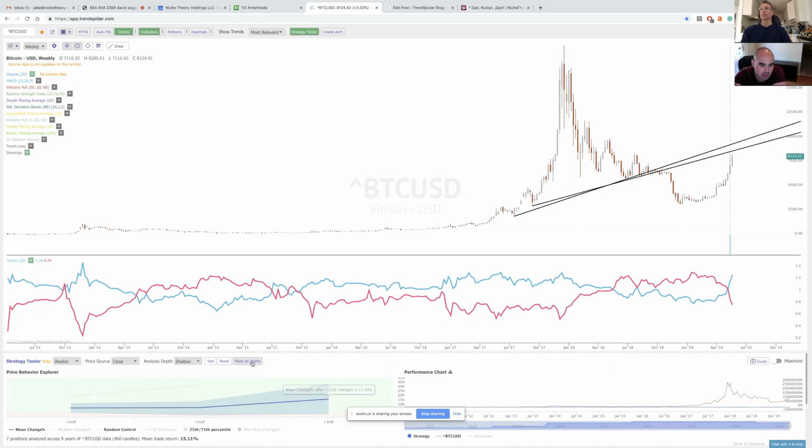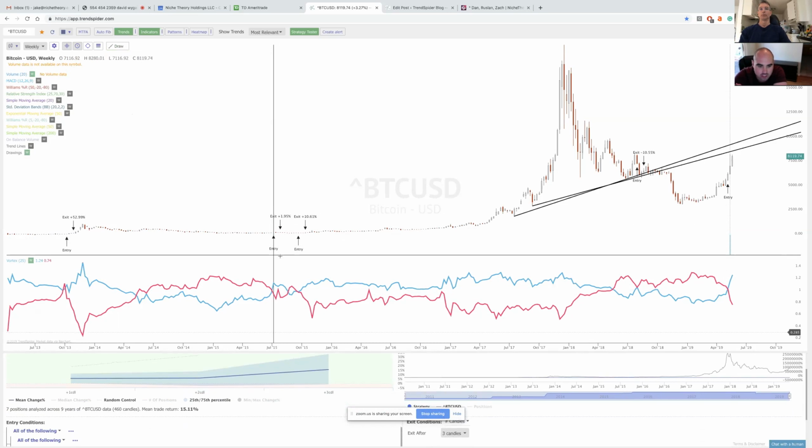And where would an entry be, just for people that are listening right now? Show me the entry. Right there. Actually, there's your entry. You can paint it on the chart. Basically, you're entering the high of that candle, anytime there is a cross, anytime that the red crossed the blue. I can show that with this vertical line, and it says entry right there. So there's one, and then it's exit after 1.95% because we did the exit criteria after 3 candles.